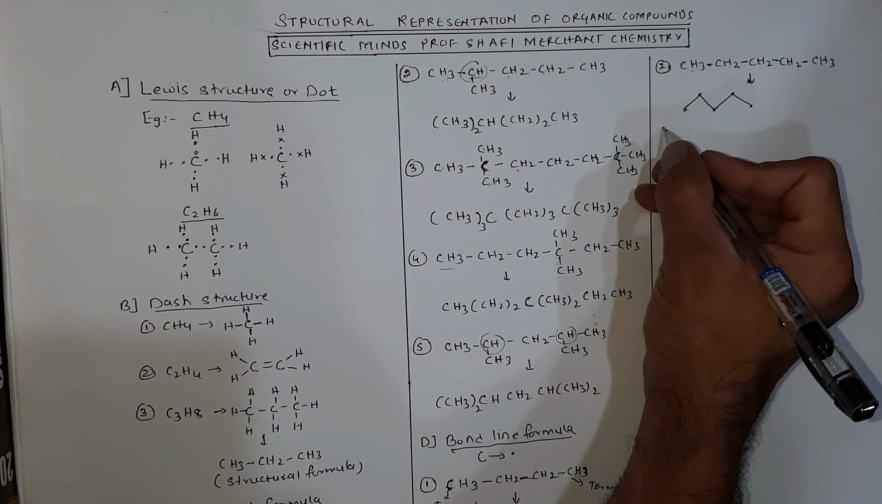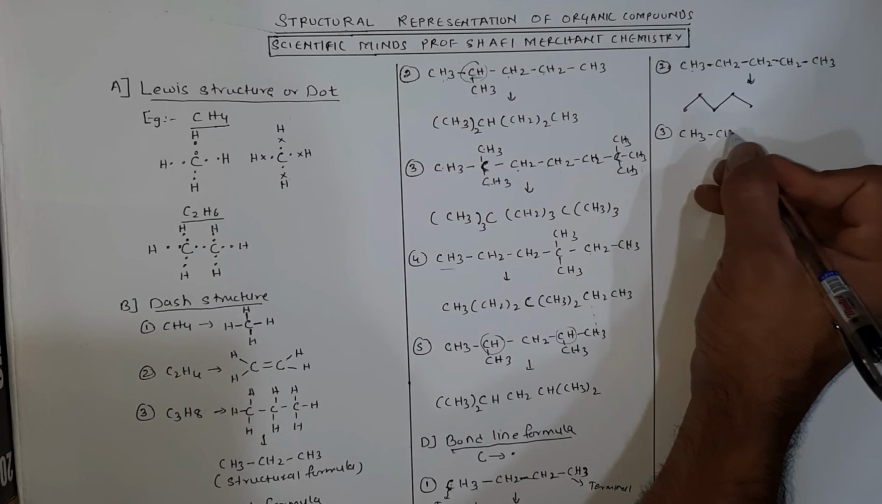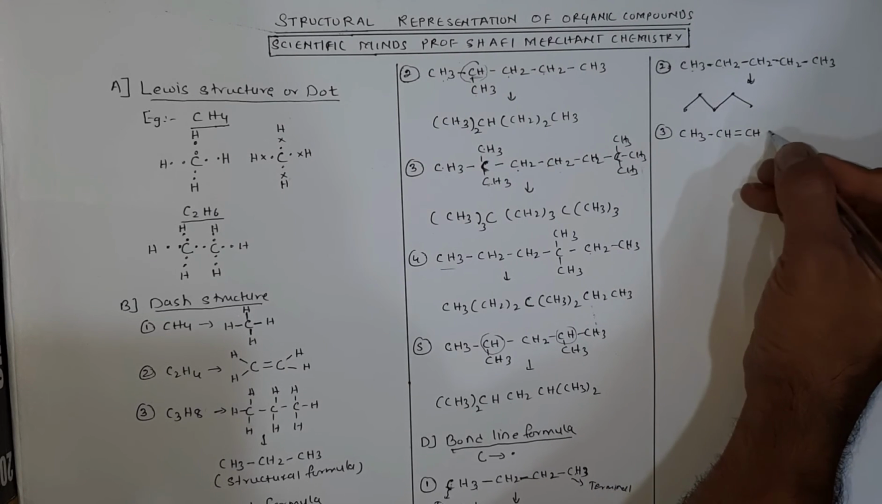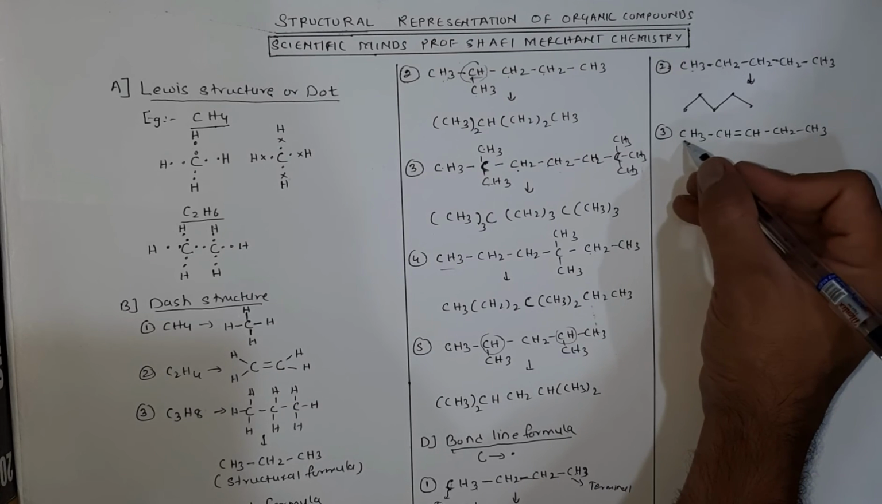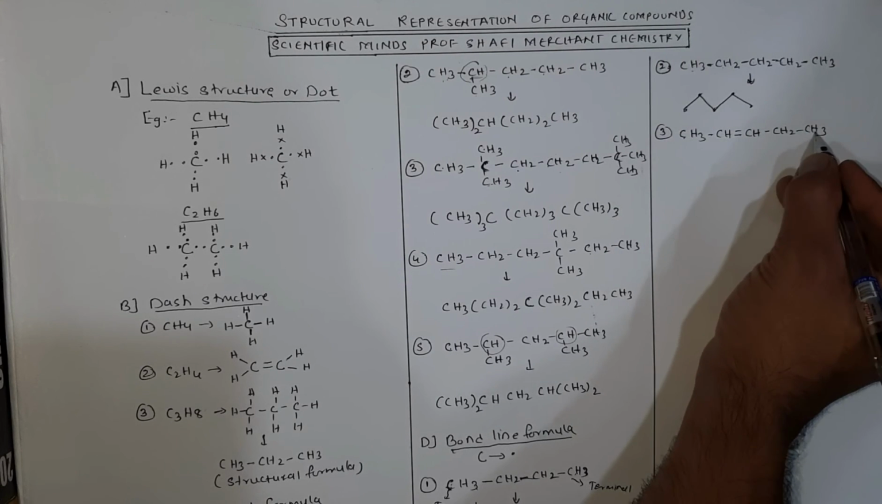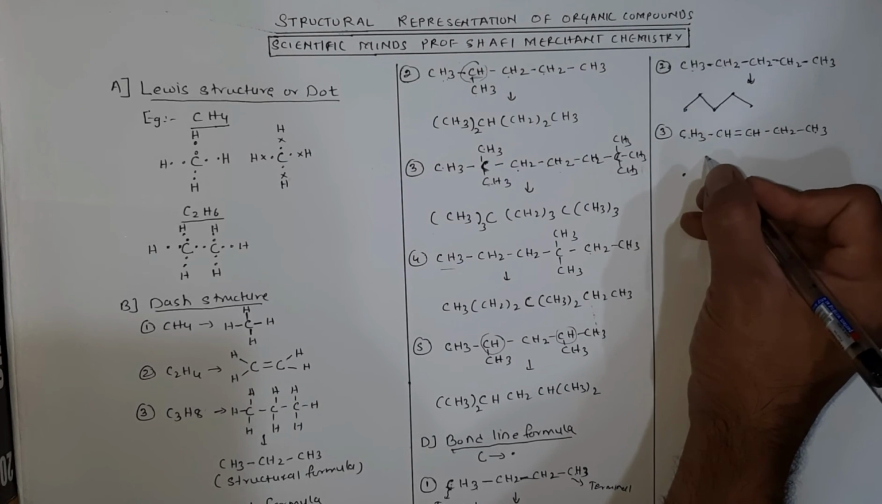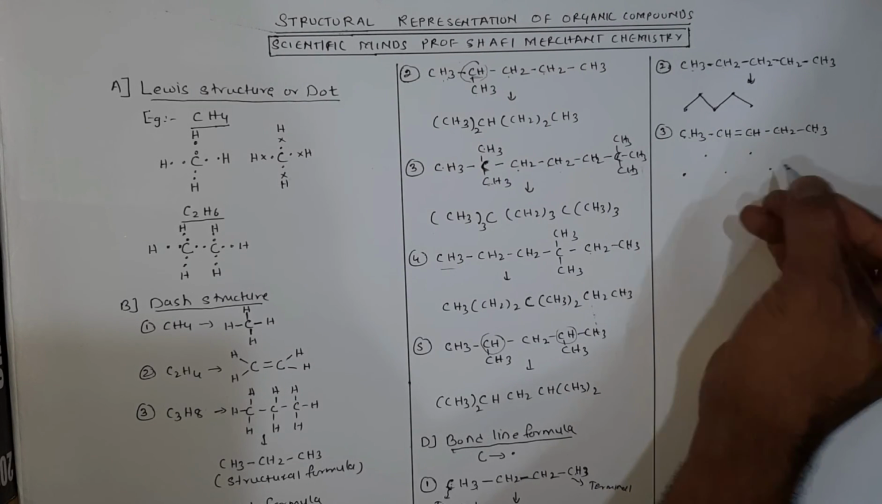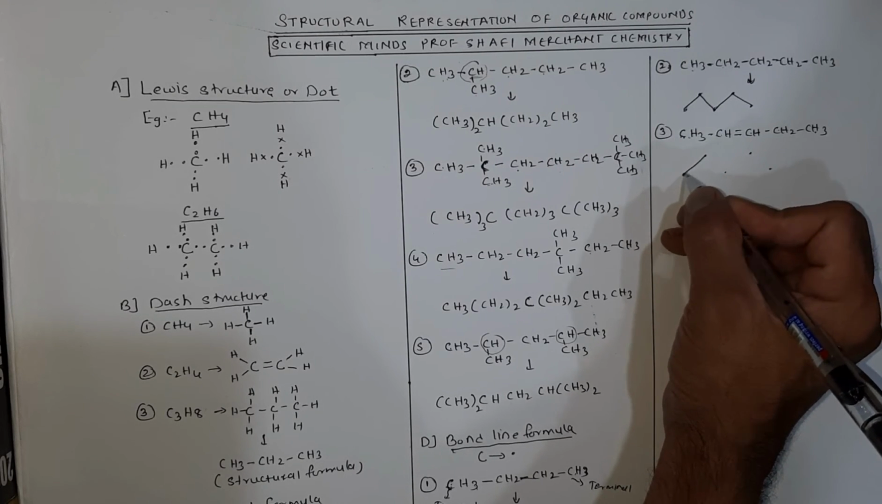Simple structure. Third one. Suppose I introduce a double bond here. CH, double bond CH, CH2, CH3. So this is your longest carbon chain from one terminal to the other terminal. 1, 2, 3, 4, 5. So 1, 2, 3, 4, 5. The first and second carbon from the left-hand side are attached by a single bond.